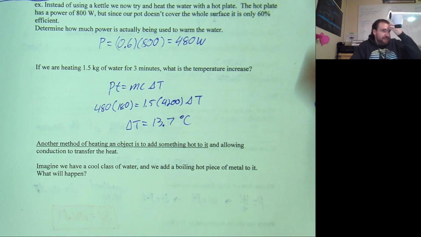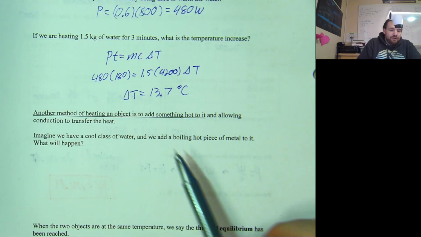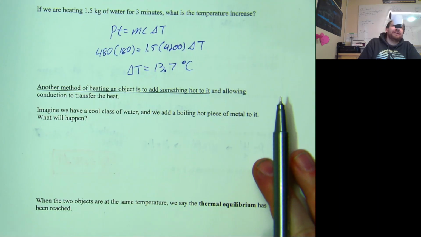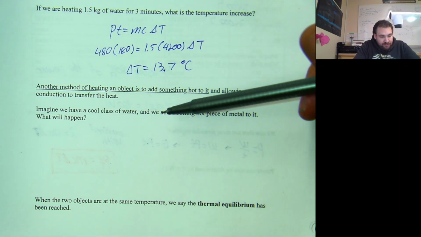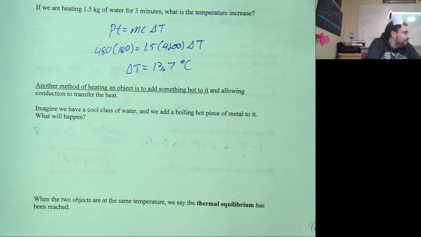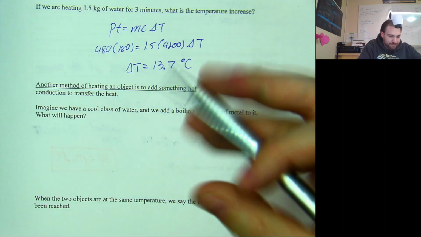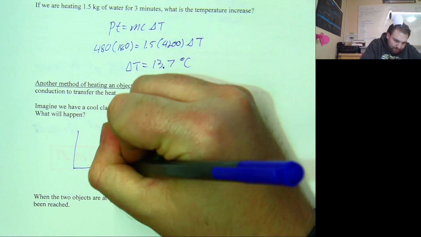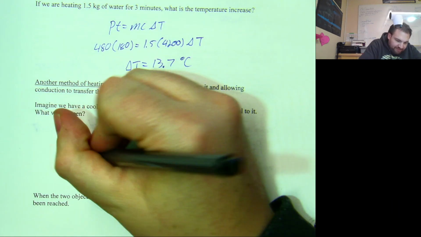Another way to do this exact kind of problem is, instead of putting the water in an object and then putting it on a kettle or a hot plate, to heat an object by adding something hot to it and allowing the conduction to transfer the heat. So imagine we have a cool glass of water and we add a boiling piece of hot metal to it. What's going to happen? The water is going to boil after that period of time. Do we know the water is going to boil? Or the metal is going to... So I've got my water in a container. I add my hot piece of metal to it.